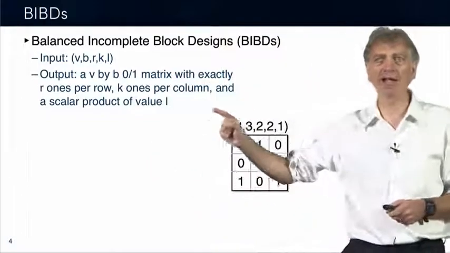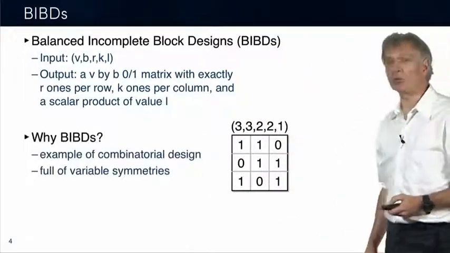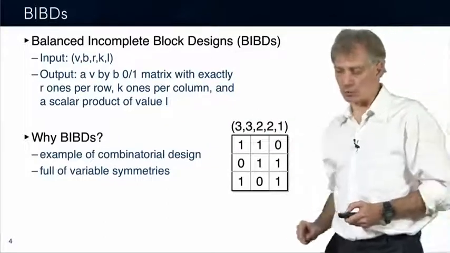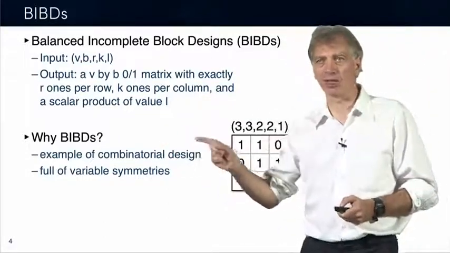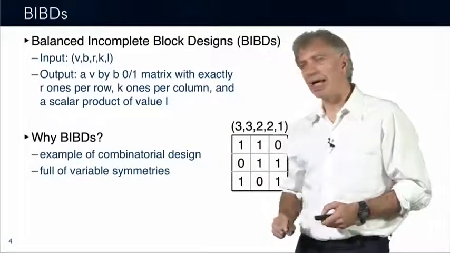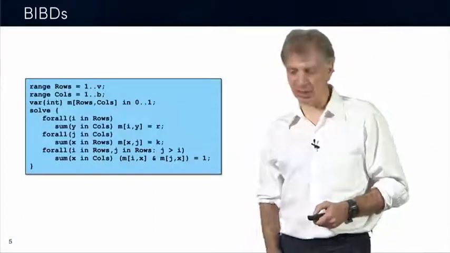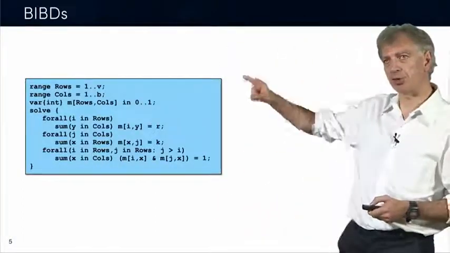We want to find BIBDs like this. Now, why are we interested in this? One of the reasons is that this is an example of combinatorial design. There are a lot of people searching for these kinds of things, and what they always have is a lot of symmetries. And I want to show you that on a bigger example after showing you the model.